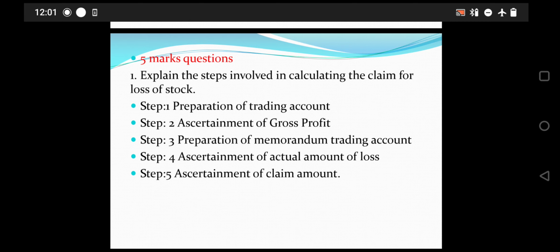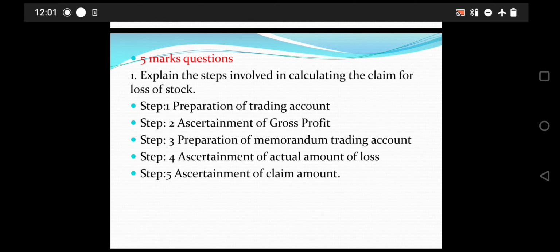And in the last step, as I already told you in the 2 marks question, the claim amount can be calculated in 2 different ways. One is when the policy amount is given, and the other is when the policy amount is not given. When the policy amount is not given, the actual loss which we calculate in step 4 will become the actual amount of claim, or claim amount.